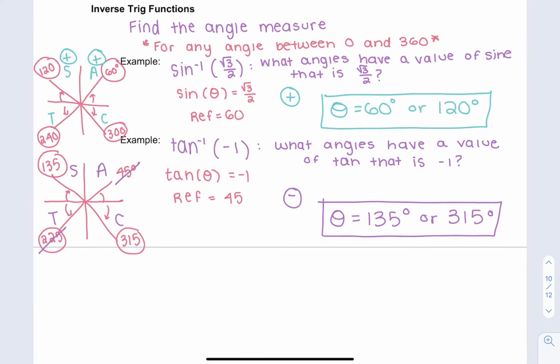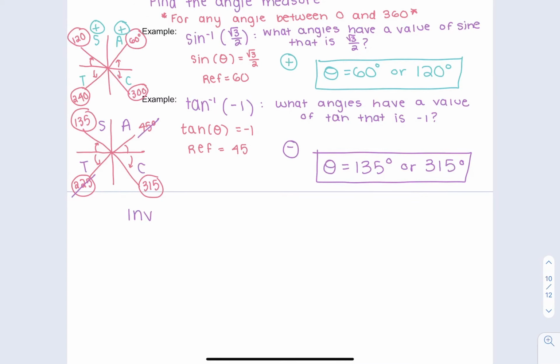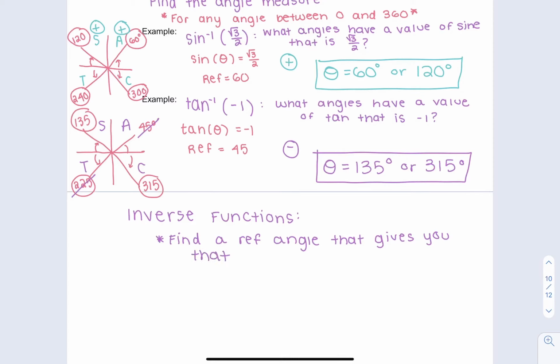So to summarize what you're going to do for inverse functions: find a reference angle that gives you that value, draw a graph, and find the corresponding three other angles.